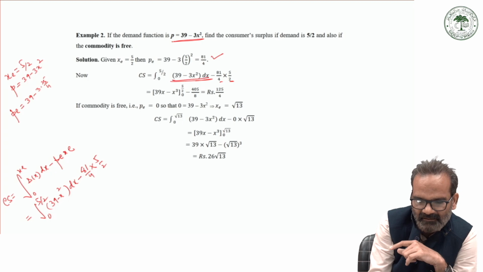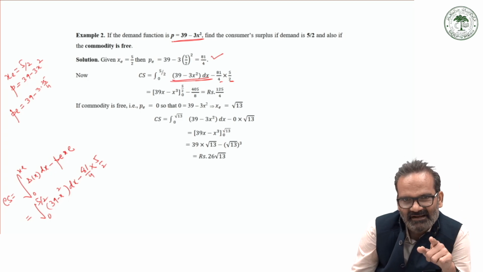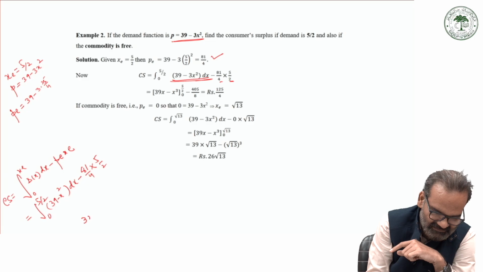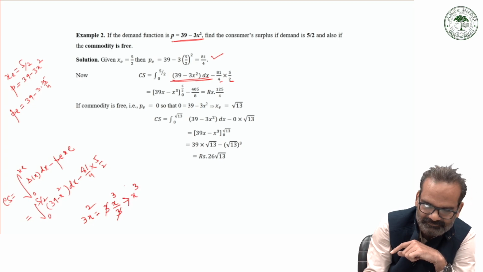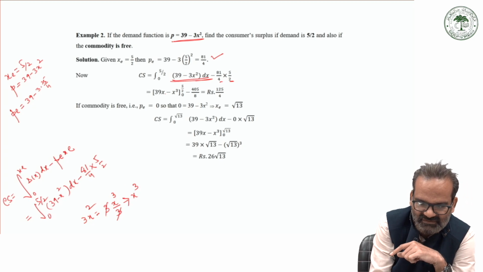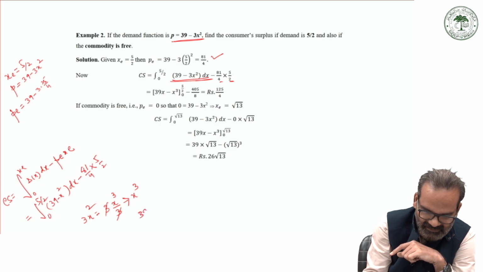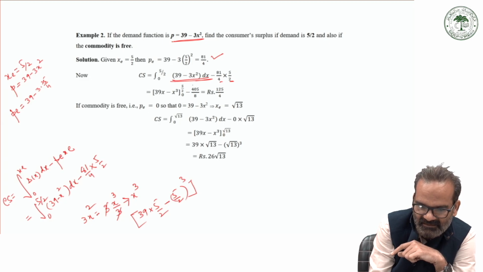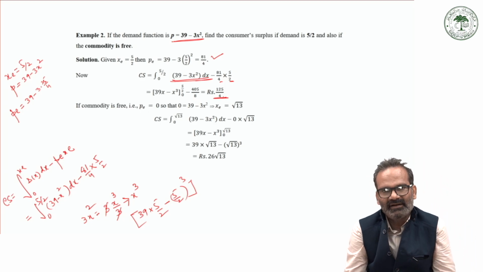Now integrate this function. The integral of 39 is naturally 39x, and the integral of 3x square is what? 3 as it is, integral of x square is x cube by 3. This cancels out. What is left? x cube. Put x is equal to 5 upon 2. So 39 into 5 upon 2 minus 5 upon 2 raised to the power 3. If you simplify these two terms, and then subtract 81 upon 4 into 5 upon 2, you will get 125 upon 4 as consumer surplus.